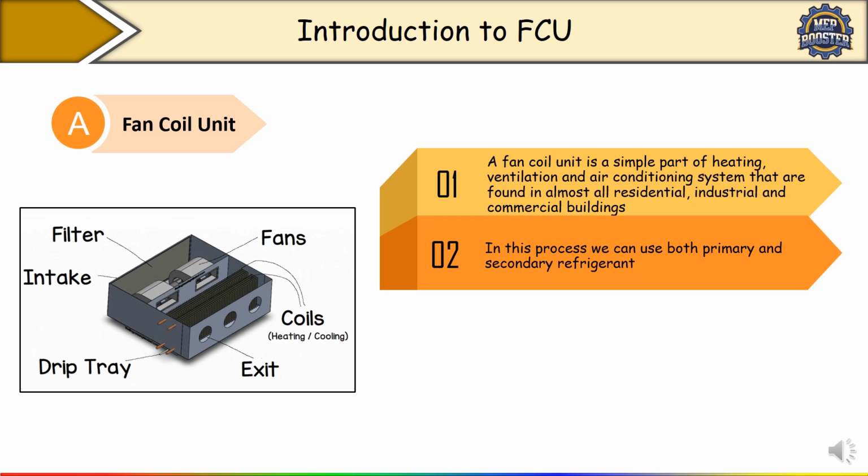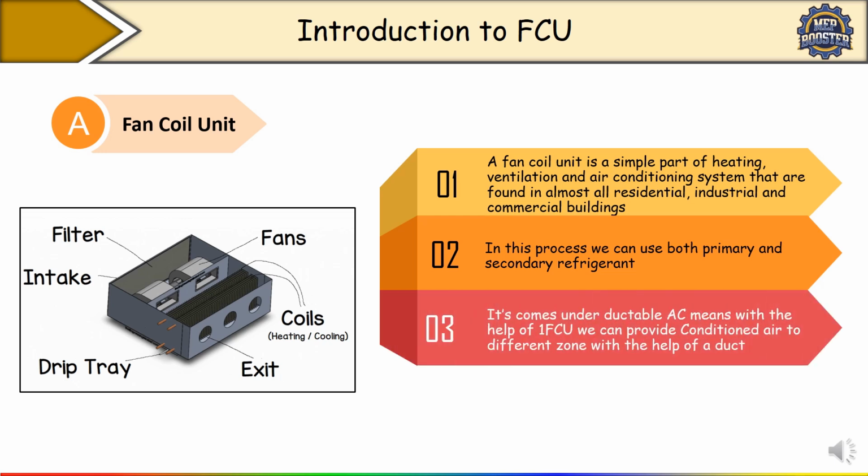Secondary refrigerant means the refrigerant which changes temperature during the cycle. For example, chilled water supply and return. If you are using chilled water, generally here what is happening, the water temperature will change during the cycle. So that is your secondary refrigerant. Like if you are using chilled water supply, return, brine, glycol, that is your secondary refrigerant.